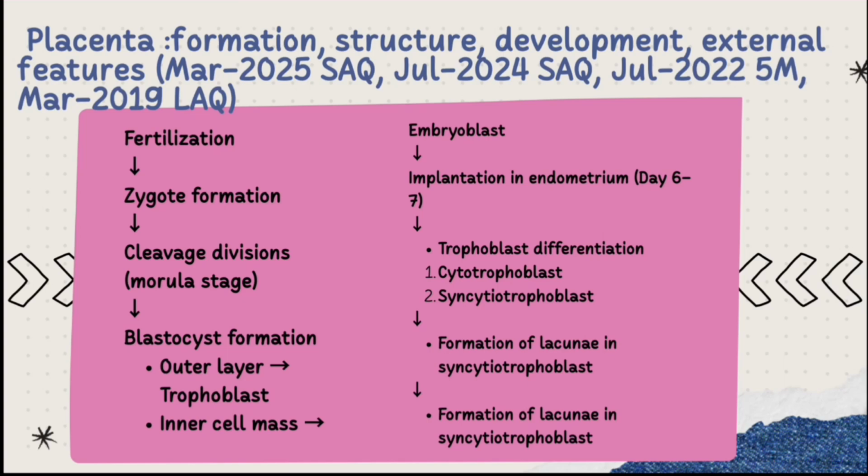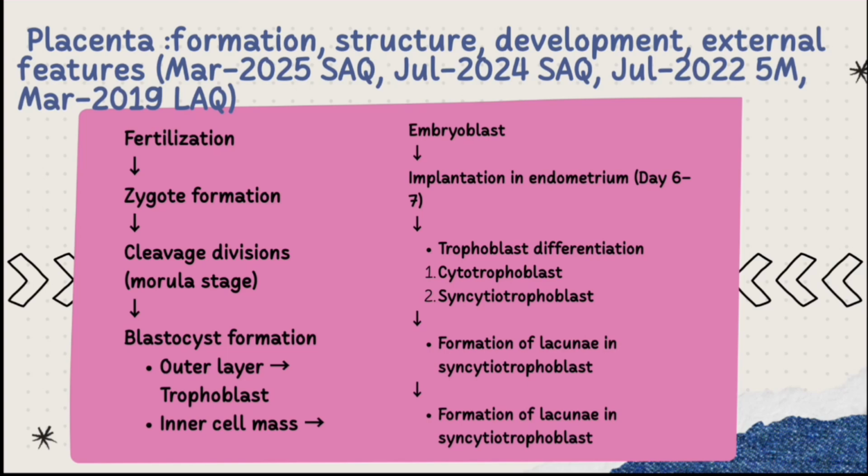So, moving on to the steps of placental formation: first fertilization happens, then zygote formation takes place. The cleavage division happens up to the morula stage, from 1 to 2, then 4, 8, 16 is the morula stage. Then the blastocyst formation. At the 16 cell stage, the cells get arranged into outer and inner cell layers. The outer layer is called the trophoblast, and the inner cell mass is called the embryoblast, which is going to develop into the embryo. Implantation in the endometrium happens at the blastocyst stage, about 6 to 7 days after fertilization.